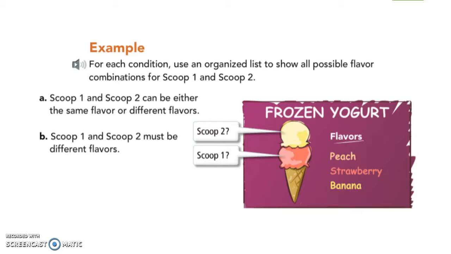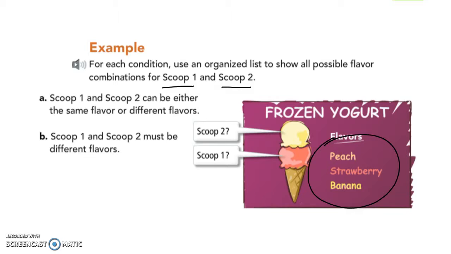Here we are going to practice using an organized list to show all the possible flavor combinations for scoop 1 and scoop 2. So how many different steps are to this action? There are 2 steps in this action, scoop 1 and scoop 2. And then how many different flavors am I choosing from? Peach, strawberry, and banana. So in my table, I'm going to have each combination of 2 scoops.